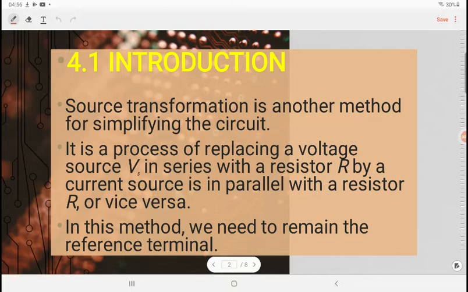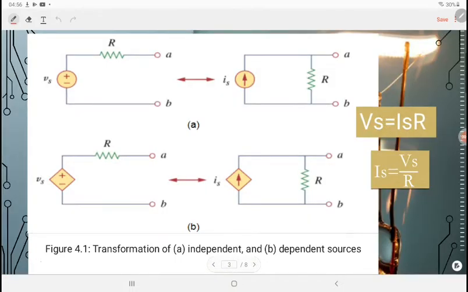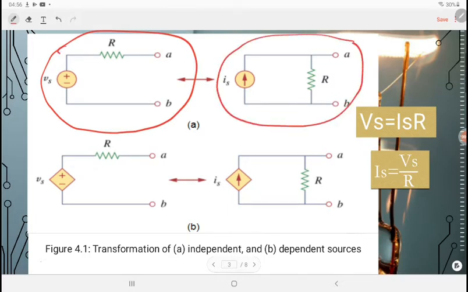In this method, we need to retain the reference terminals. This method can only be applied to a linear circuit. So this is an example of how we apply the source transformation technique. We can convert the voltage source over here into the current source over here.